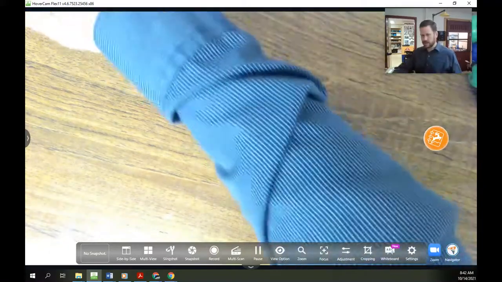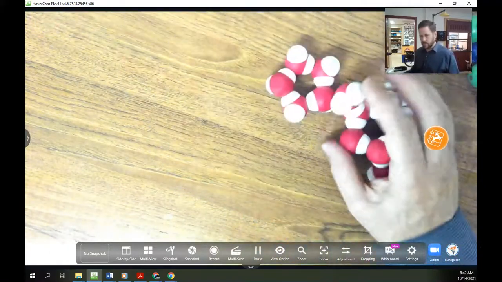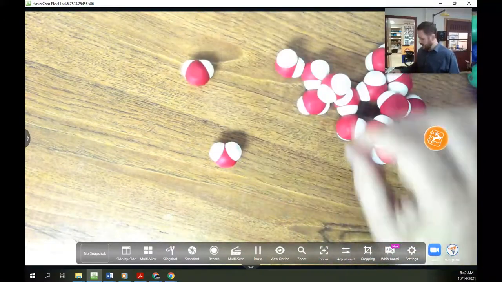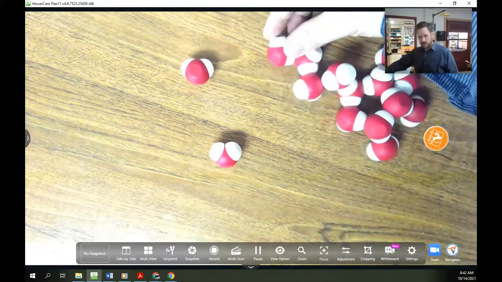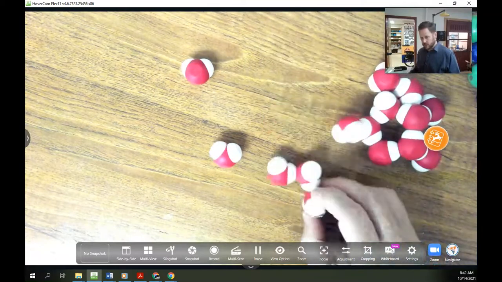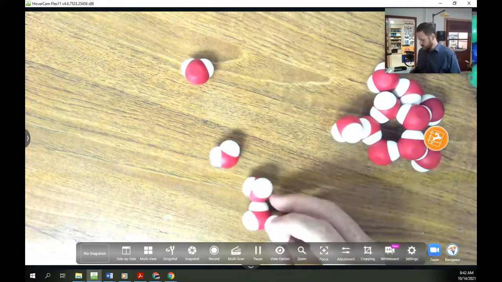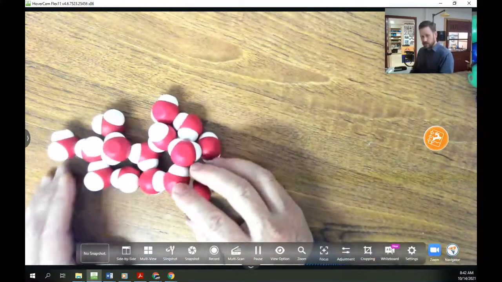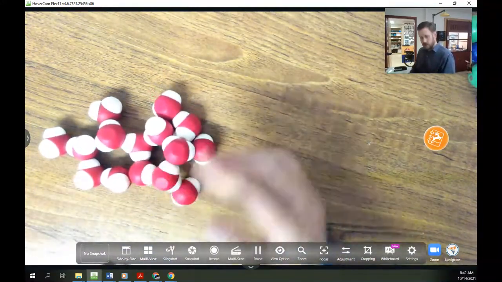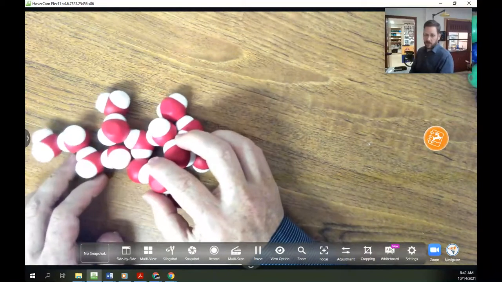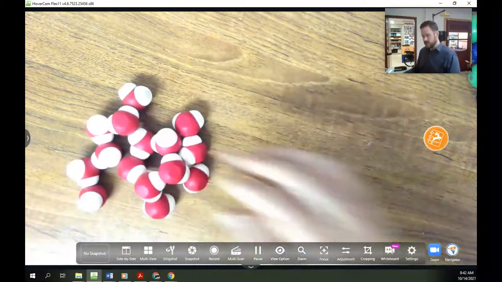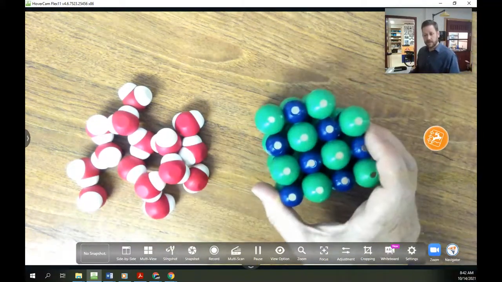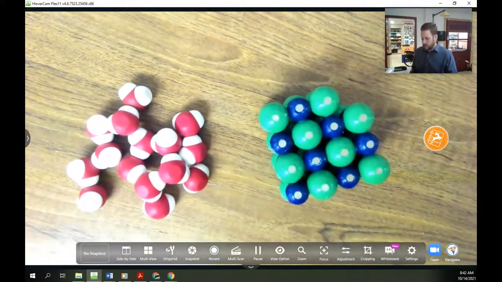But molecular substances exist as discrete molecules. Here's one molecule, here's another molecule, and they may be attracted to each other by weak intermolecular forces, but those intermolecular forces are not bonds. And so we have to keep in mind this distinction between molecular solids like sugar, or in this case, water, that could be representing liquid water or maybe even ice, but that's different from an ionic compound.